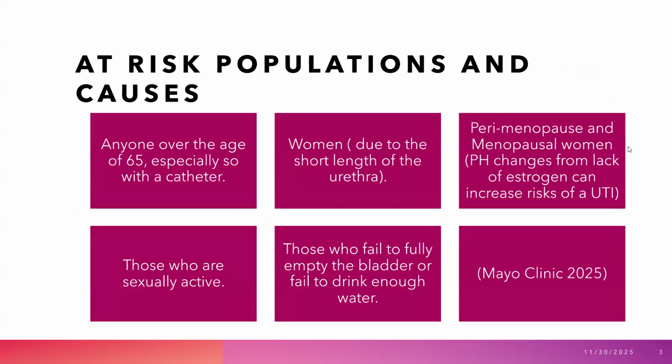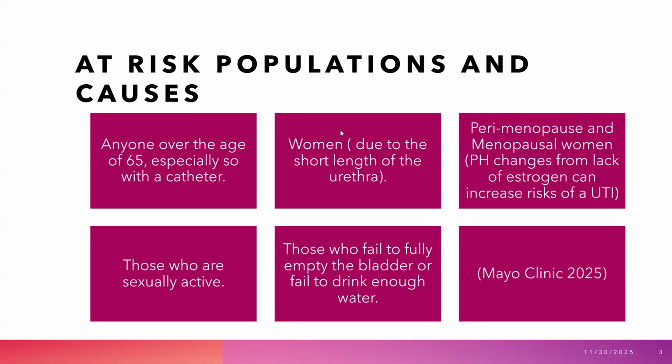We are going to get into a little bit of anatomy here and talk about some of our at-risk populations and why they're a little more at risk for UTIs. First off, as we mentioned, anyone over the age of 65, this can be due to lower immunity, as well as some of our population over 65 use catheters. This is obviously introducing external bacteria into your urinary tract, which can increase your chances of UTI.